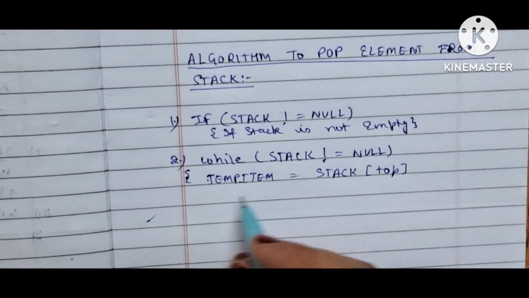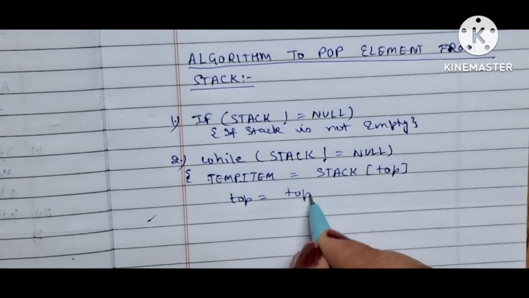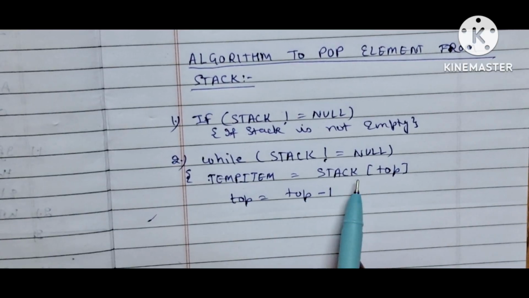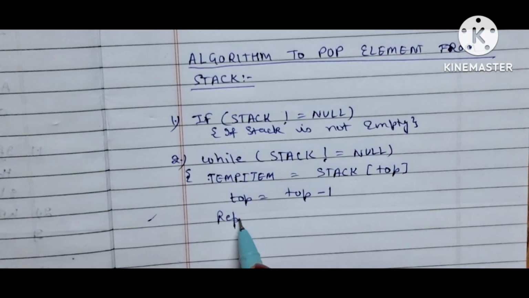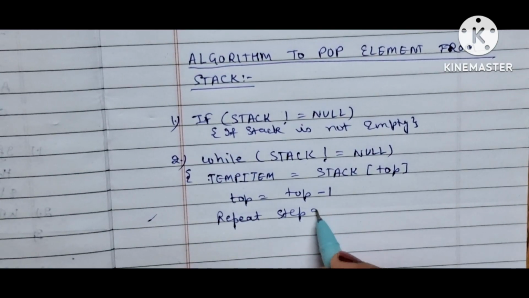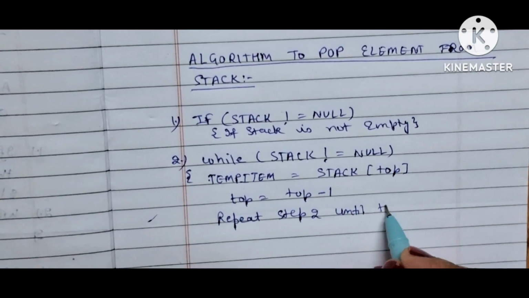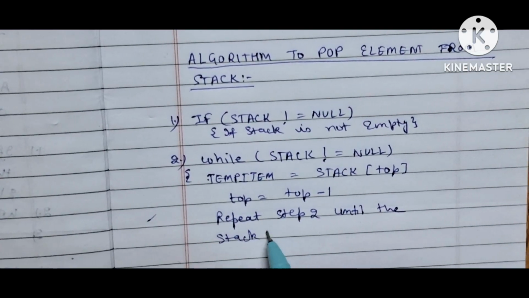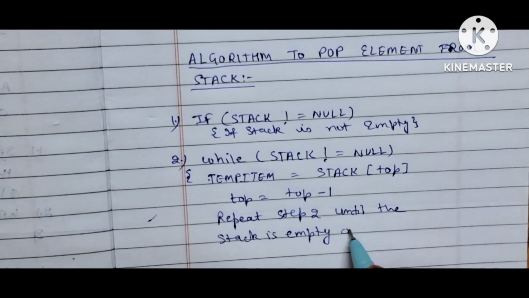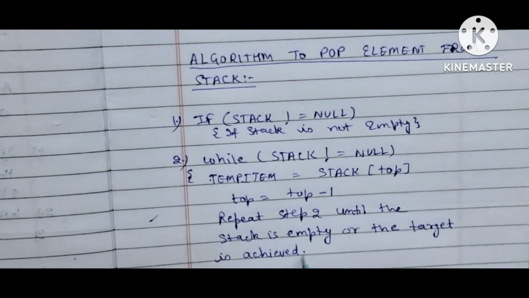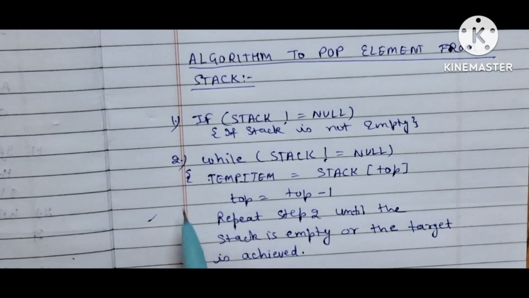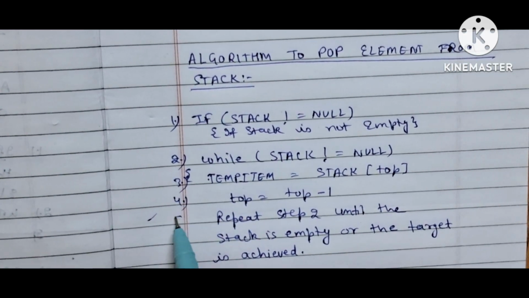So for that I will take one temporary item, the place where I put the value of the item from the stack. Then I have to decrease the value of the top by 1, so that it can go to the next item on the stack. Then repeat step 2 until the stack is empty.